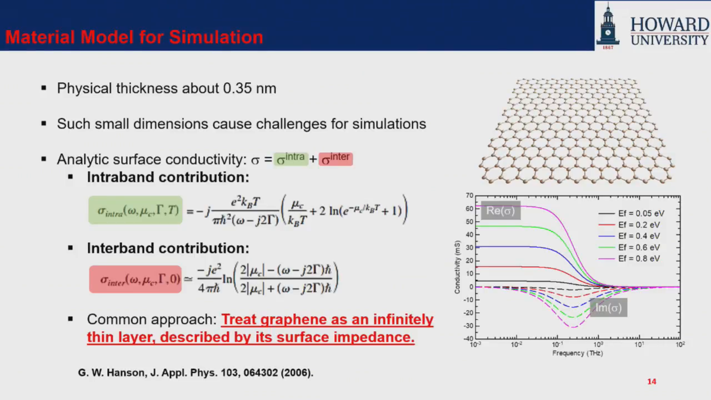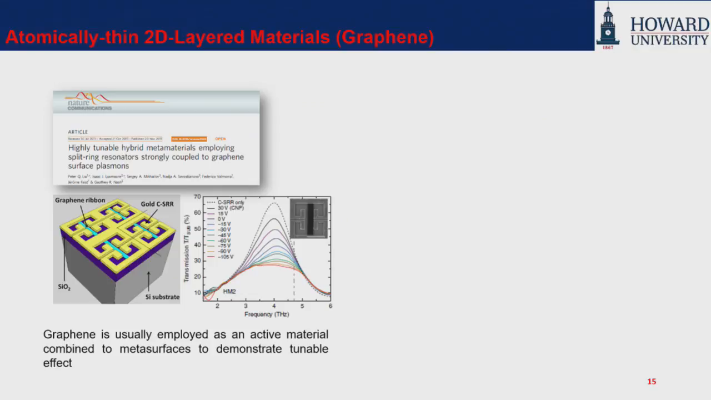The physical thickness of the graphene is very small, which makes things very challenging from the simulation point of view. But graphene is also described by its surface conductivity. And usually people in simulations treat the graphene as an infinitely thin layer described by its surface impedance. So graphene is usually employed as an active material, which is combined or coupled to metamaterial to demonstrate a tunable effect.